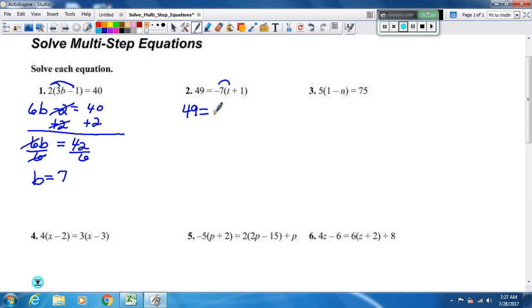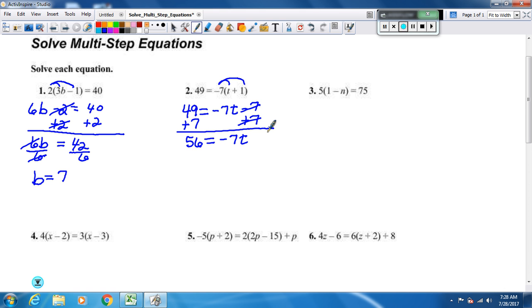-7 times t is -7t, and -7 times 1 is -7. Take your finger and cover up the t and everything stuck to it so that you can see what you have to deal with. I have to get rid of a -7. The opposite of -7 is +7, so I'm going to add 7 to each side. 49 plus 7 is 56. Bring down the equal. Bring down the -7t.